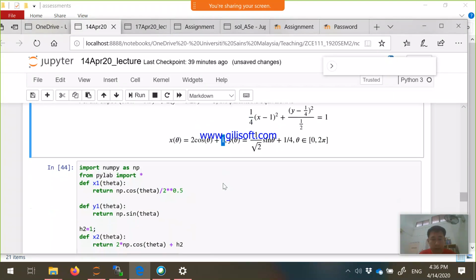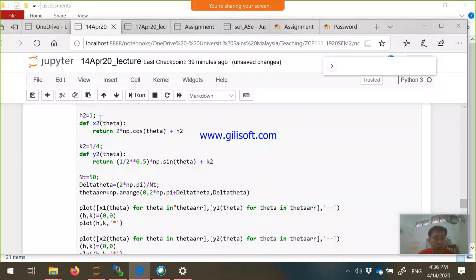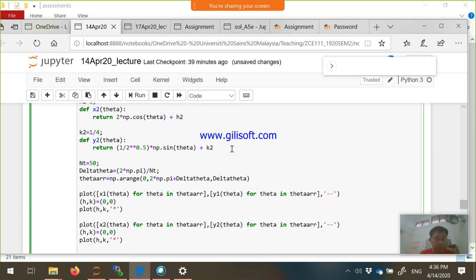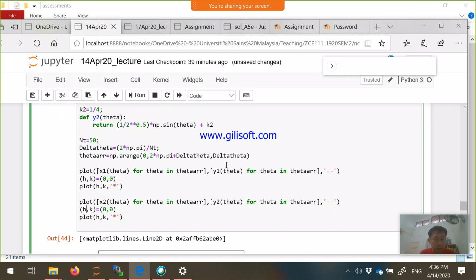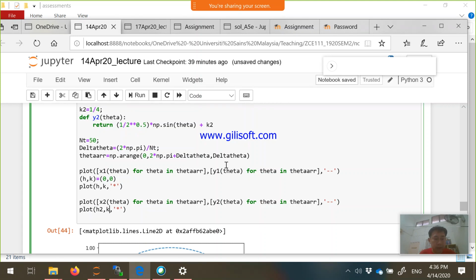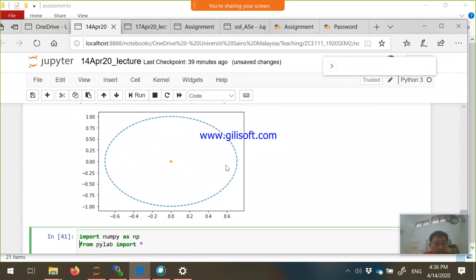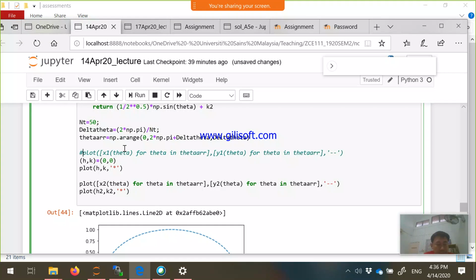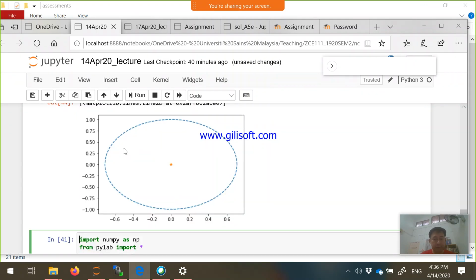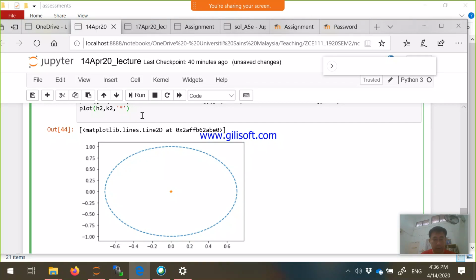Okay, so now I have my h2 and k2 defined for y2. So the h2, k2 is just this. Okay, so I'm going to plot the h2, k2. When I run the program, this should give me this now. I'm going to turn this off for the moment so that I can only print out the second parametric curve, which is different from this one. So let's see if it works.